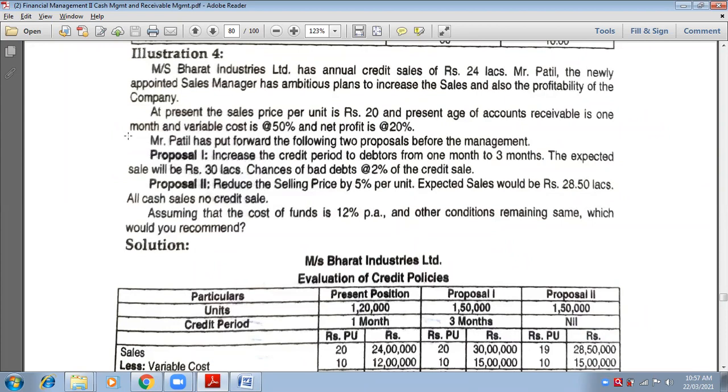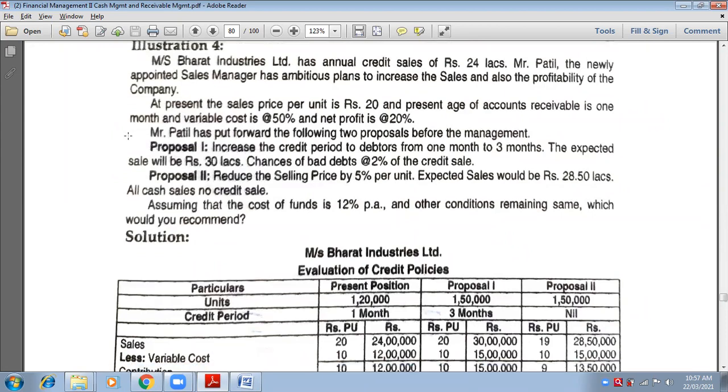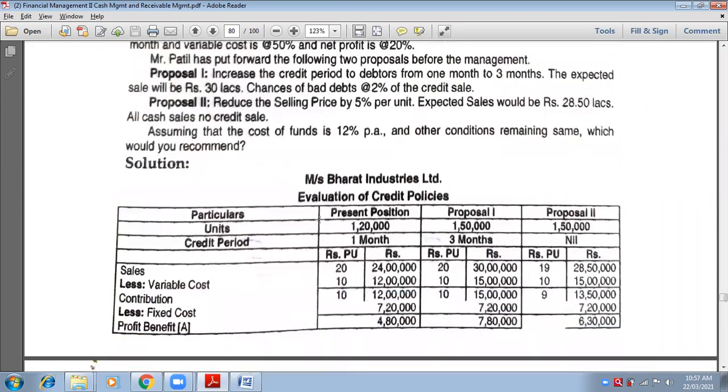And in proposal 2, he is not saying anything related to credit policy in the second option. So the credit period will not be written because it is not given. So nil. Because here they are targeting the selling price. Selling price should be reduced so as to increase the expected sales. Okay, come on, do it now.